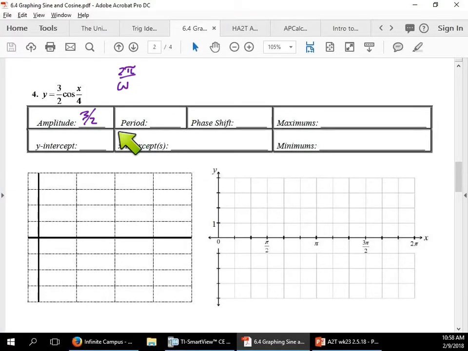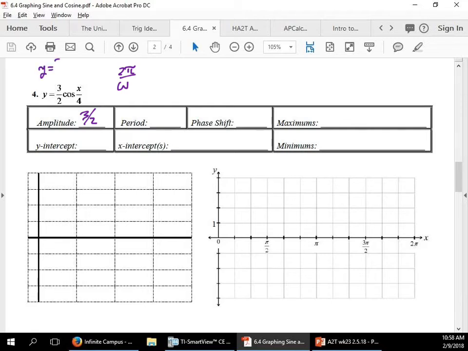Okay, so you guys got the 3 over 2 for your amplitude, right? And then for our period, we take the normal period, which is 2 pi, and divide that by the omega. What's the omega? The omega is the number multiplying the x. What number is multiplying the x? 1/4. Ooh, you guys saw it.